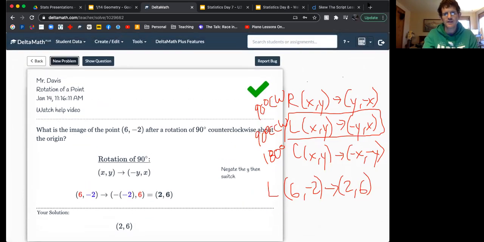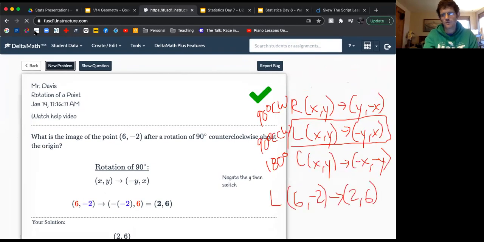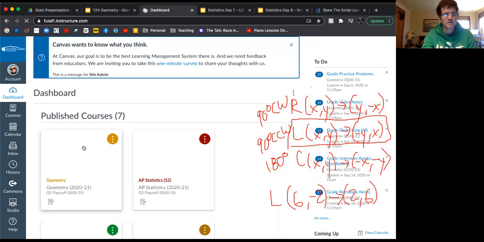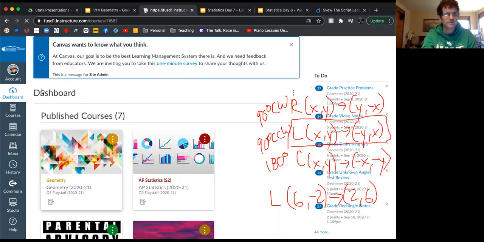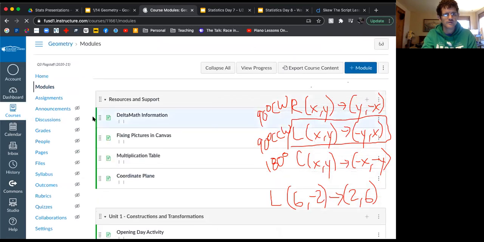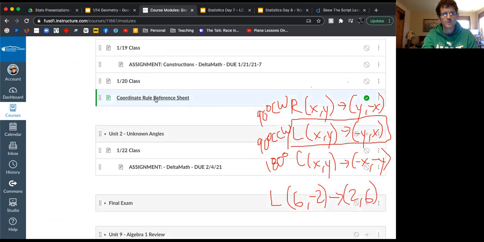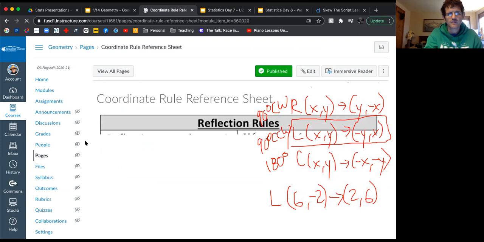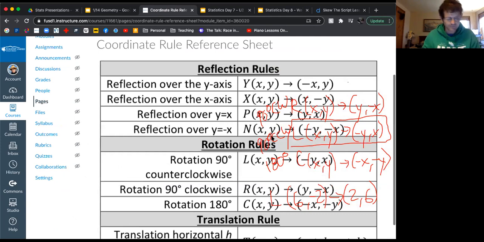The last thing I might point out is I will just move over to the Canvas page to show everyone one last time where that cheat sheet is in the modules. All right, so it's a coordinate rule reference sheet. And here it is. These new rules are added. So I will clear the screen so you can see it.